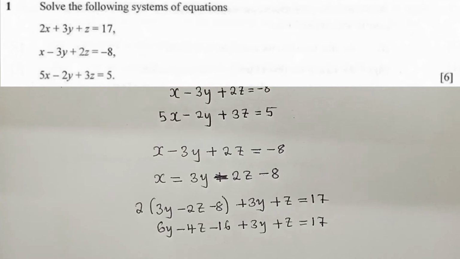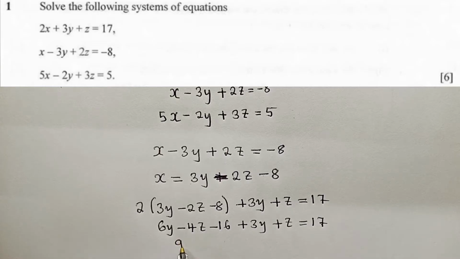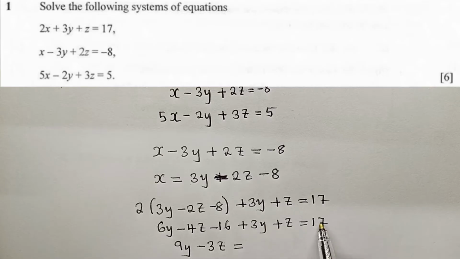All right. So the next thing here will be to now group the like terms and simplify. So 6y and 3y will give us 9y. Negative 4z and z will give us negative 3z is equal to 17 and negative 16 will give us 33, because this 16 will come this side and it will be added to 17 and we shall get 33.